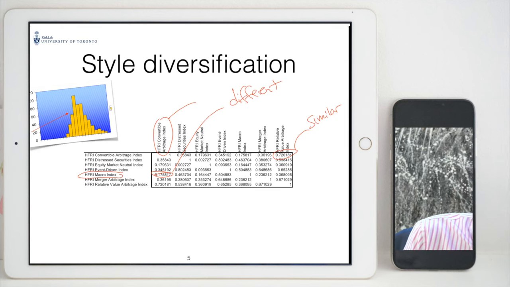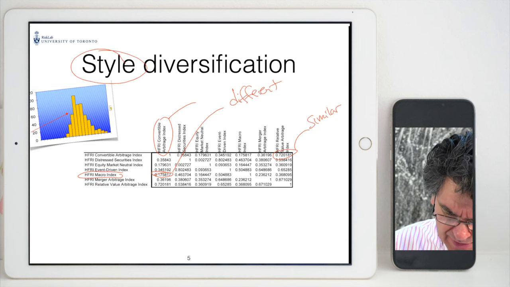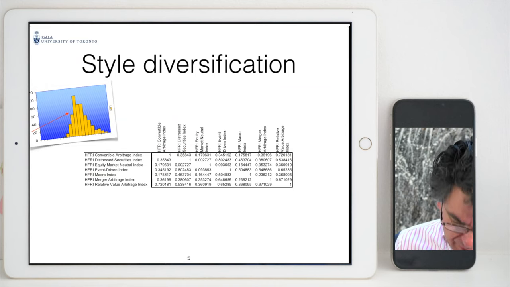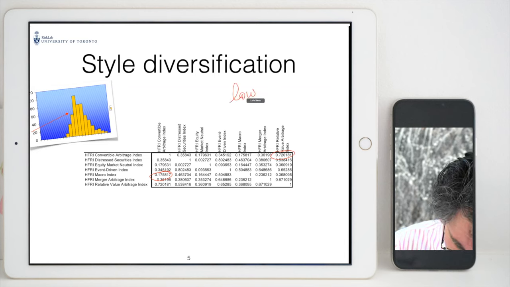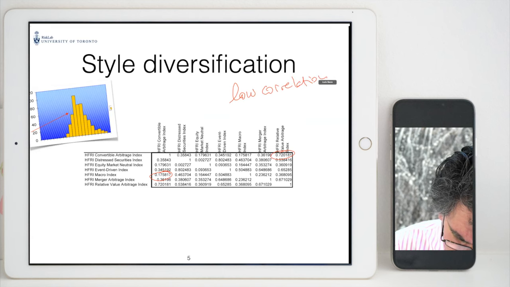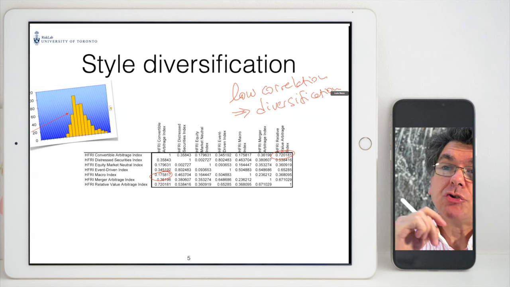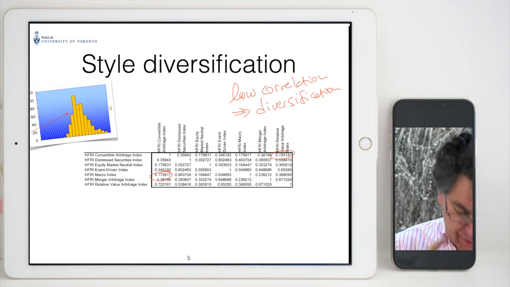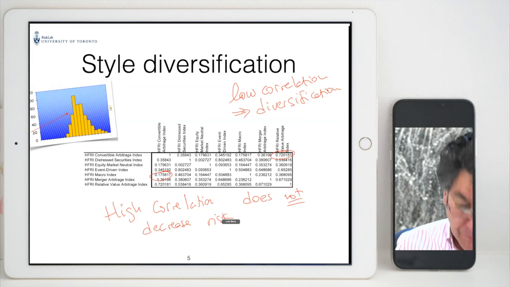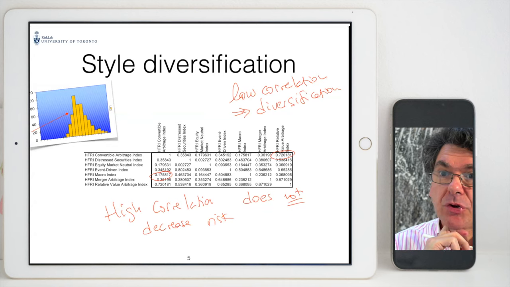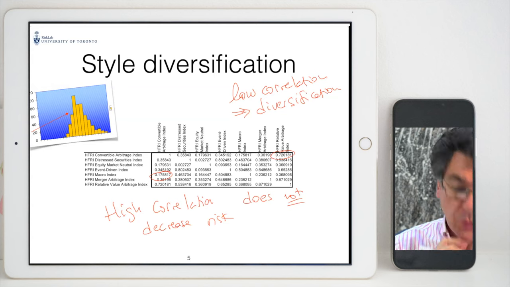Okay, so this is when I look at the style diversification. I can see that sometimes I have good diversification, like here, and sometimes I don't. I remind you that low correlation means diversification. It allows you to build better investment products. And I remind you that high correlation does not decrease risk. So that's how you have to understand this particular matrix.